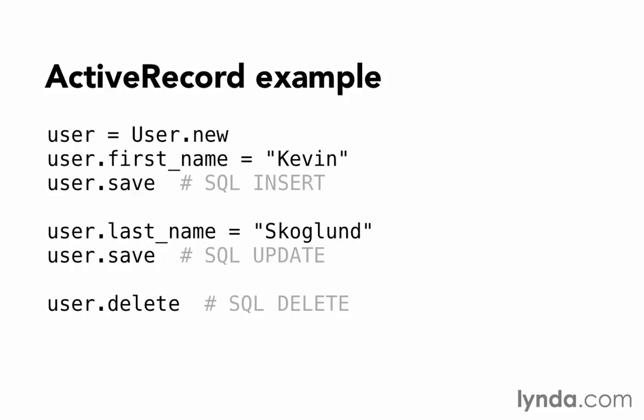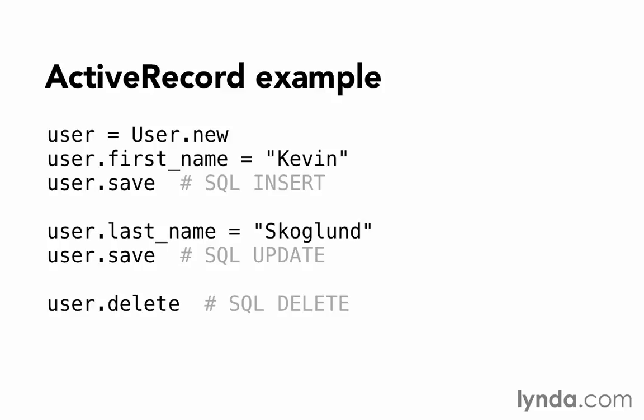In this example, I start out by setting the variable user equal to a new instance of the class user, which is going to be an active record class. Next, I set the attribute for first name equal to Kevin. Then I can call user.save. With that one simple command, I've now written an SQL insert statement and inserted that row into the database. This is much easier than writing raw SQL, especially once our objects become much more complex.